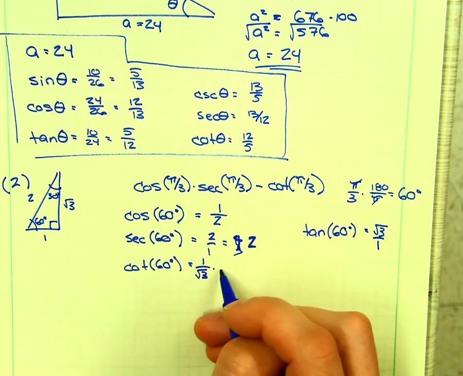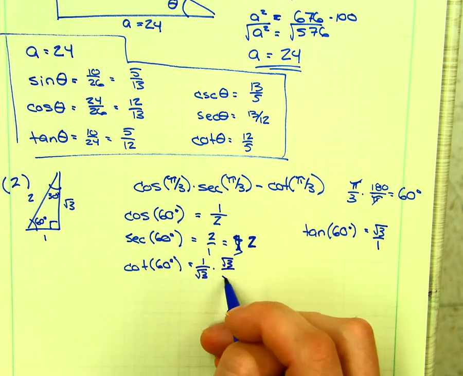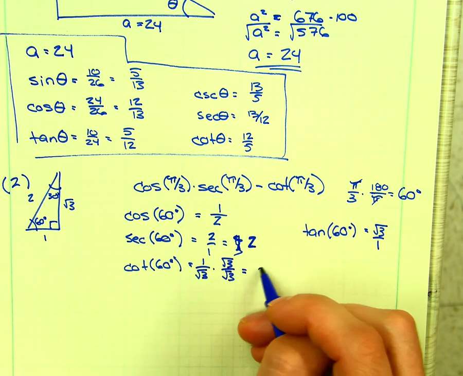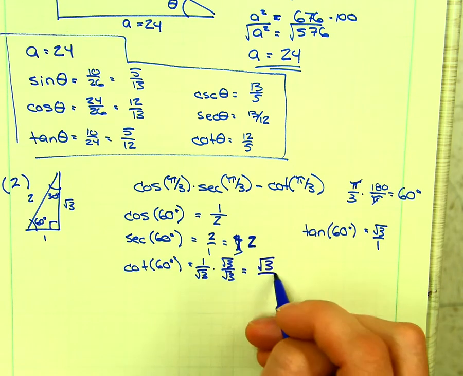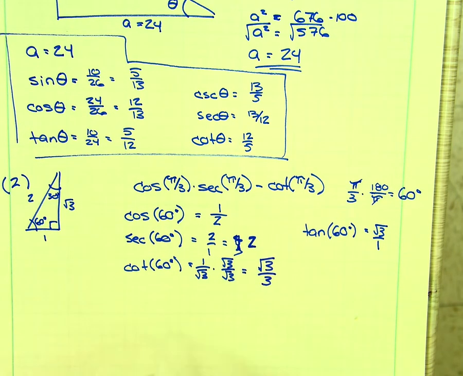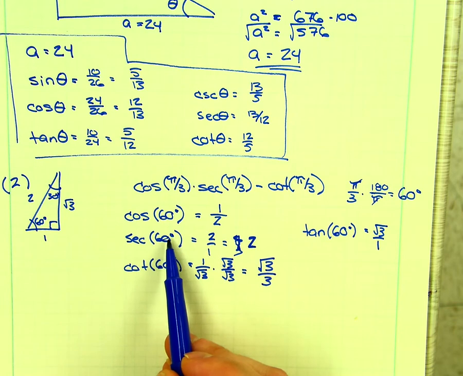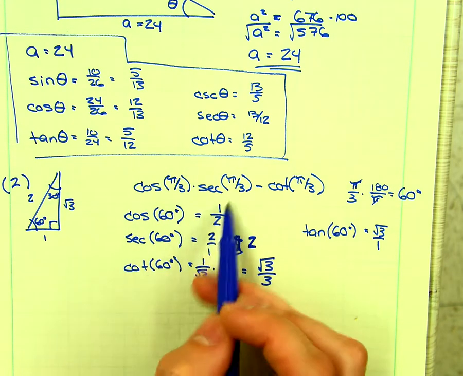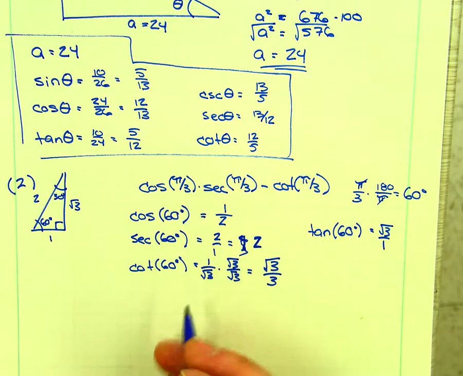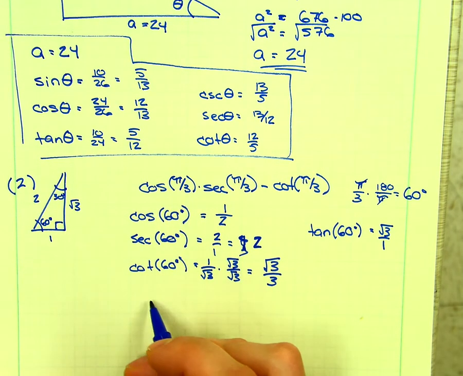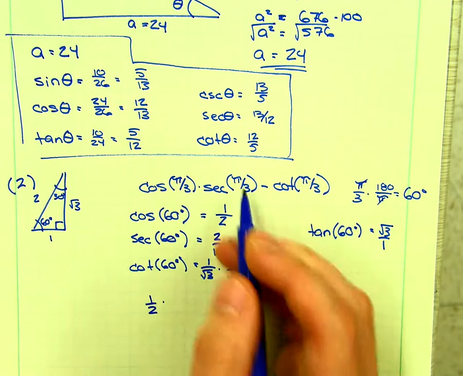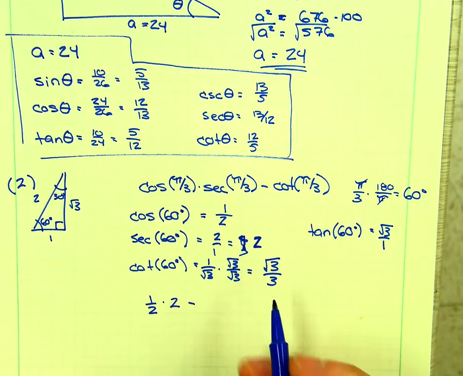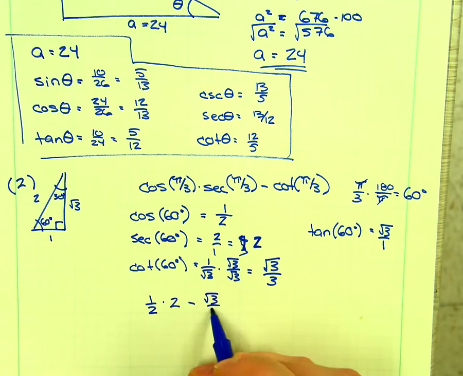Now, of course, I can't have a radical on the bottom, so I multiply the whole thing by root 3 over root 3. So the whole cotangent of 60 is going to be root 3 over 3. So now I've got my cosine of 60, secant of 60, and the cotangent of 60. Going back up to my original equation, the cosine of pi over 3 is going to be 1/2. The secant of pi over 3 is going to be 2, and the cotangent of pi over 3 is going to be root 3 over 3.